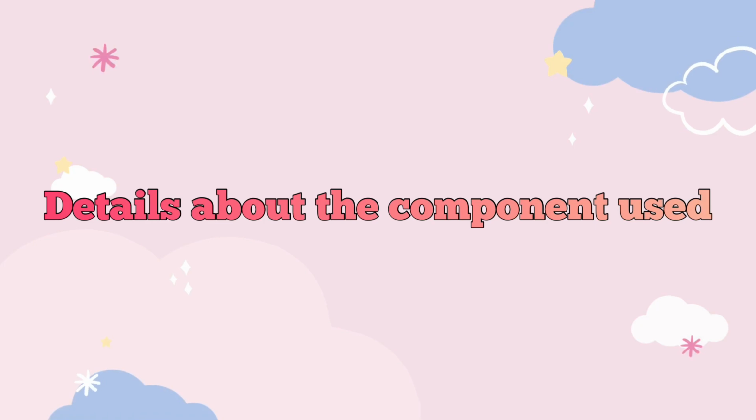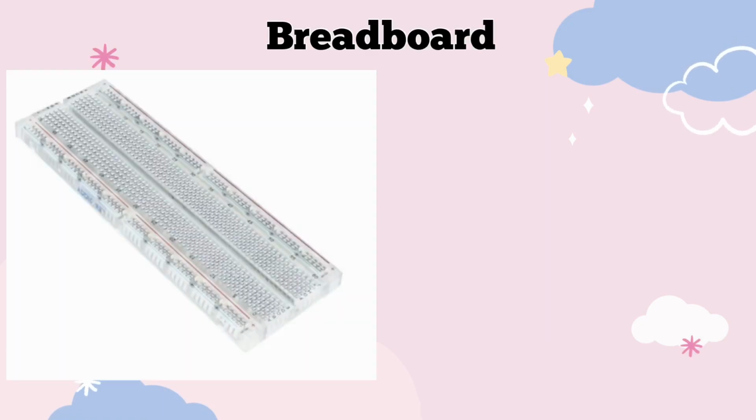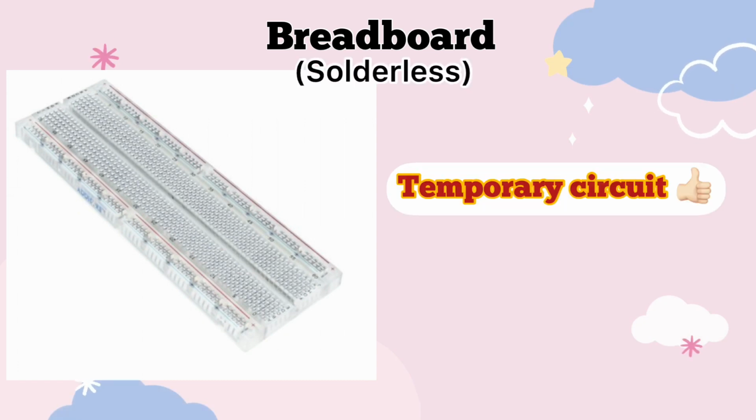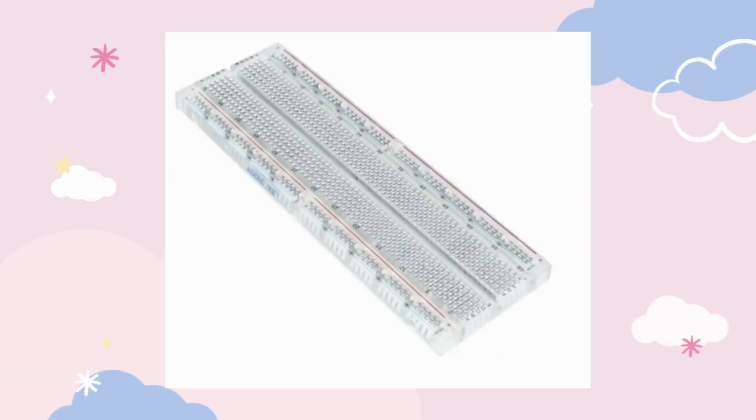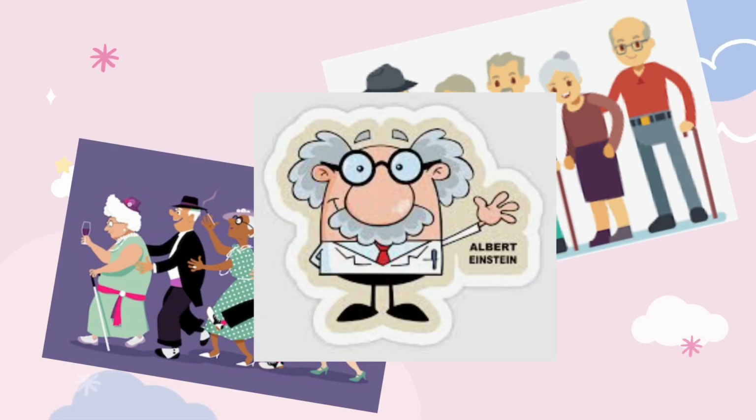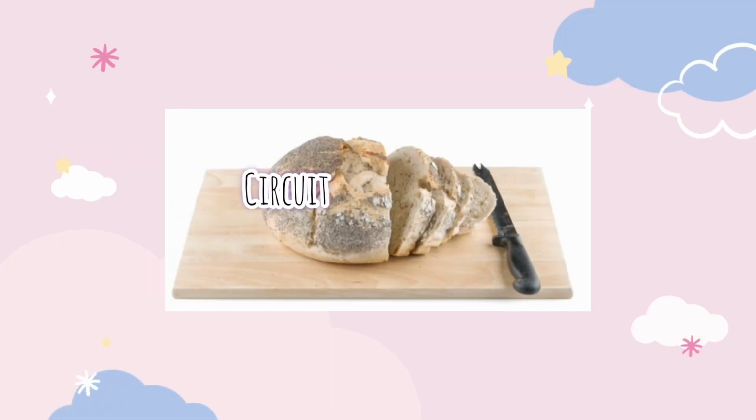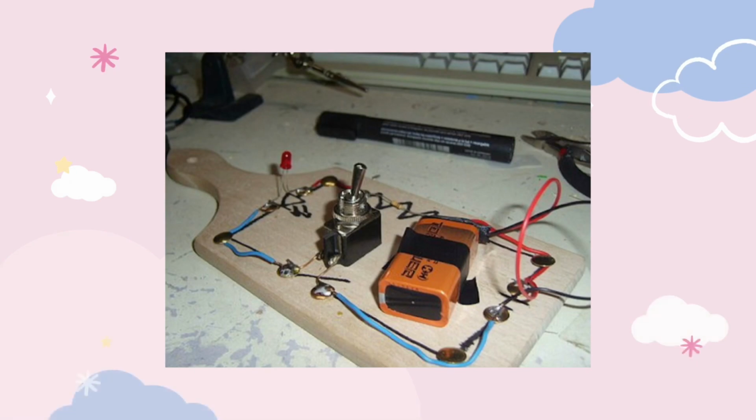Here are the details about the components used in this experiment. First is the breadboard. The breadboard, or solderless breadboard, is used to make a temporary circuit because it requires absolutely no soldering. A little fun fact about the breadboard is that the word comes from people in the past who took their mother's breadboard to build circuits on it. And this is the original breadboard.